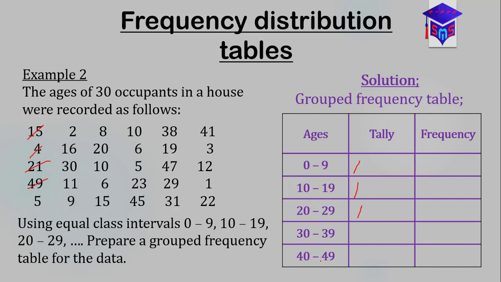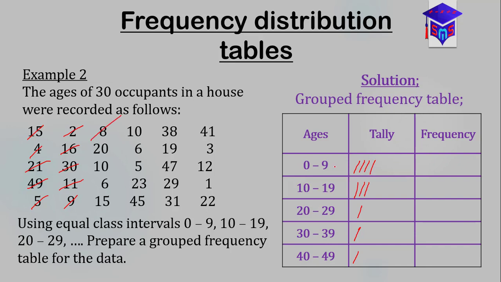49 will fall in which interval? 40 to 49, then I will tally. 5 will fall in 0 to 9, then I will tally. 2 will fall in this interval, then I will tally. 16 will fall in 10 to 19. 30 will fall in 30 to 39. 11 will fall in 10 to 19. 9 will fall in 0 to 9, then I will tally.